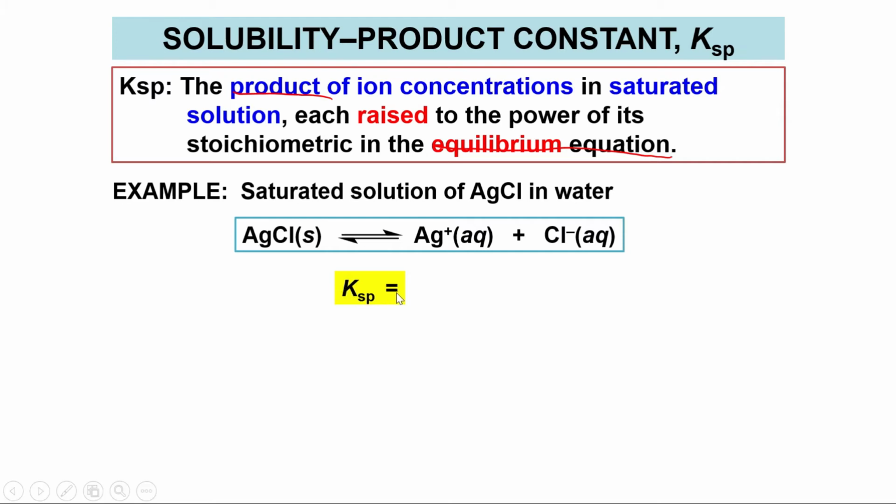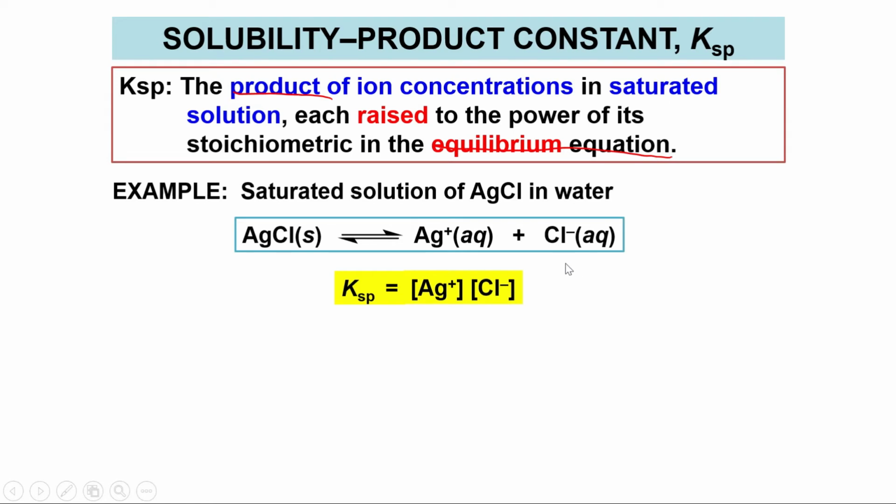So Ksp equals the concentration of Ag+ times the concentration of Cl- ions, each raised to the power of its stoichiometry. So this is 1, this is 1, so we don't have to write that. This is the Ksp expression for silver chloride.